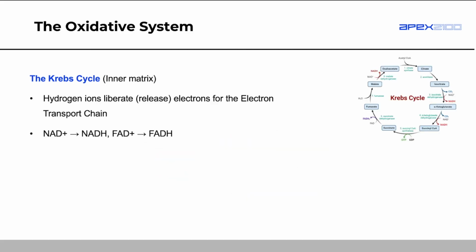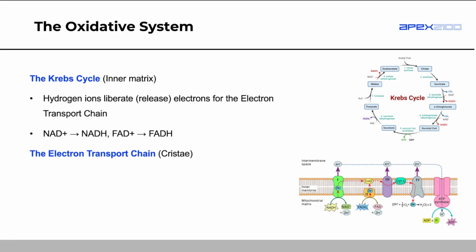All you need to know about the Krebs cycle is that it occurs in the inner matrix of the mitochondria. I said that back at the start of this class. What happens in the Krebs cycle is that hydrogen ions liberate, which means release, so hydrogen ions release electrons for the electron transport chain. If you want to know what those ions are and what those electrons are, I've written them down below. It's NAD plus becomes NADH, FAD plus becomes FADH, and then transfers over to the electron transport chain.